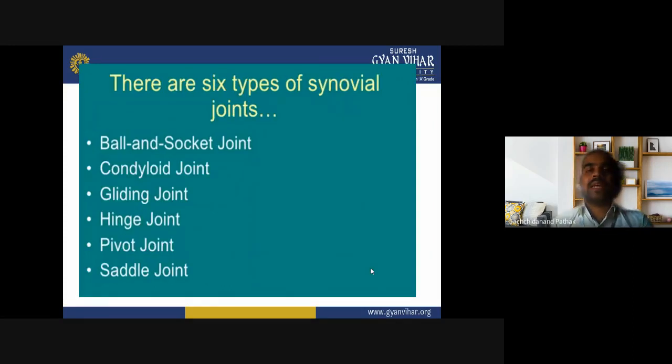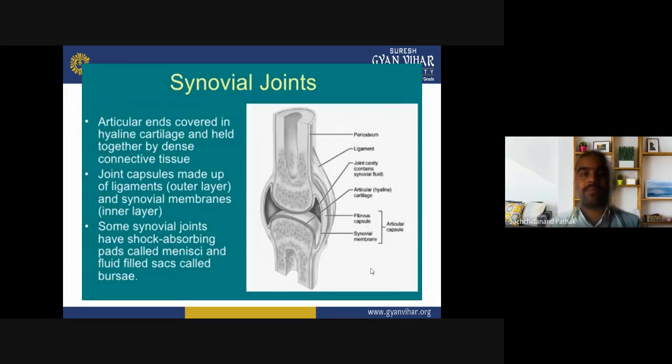So there are six types of synovial joints present inside the body. So ये छह synovial joints हैं हमारे body में. ठीक है, तो पहला ball and socket joints. पहले, before, एक बार फिर से समझ लीजिए synovial joints क्या होते हैं.